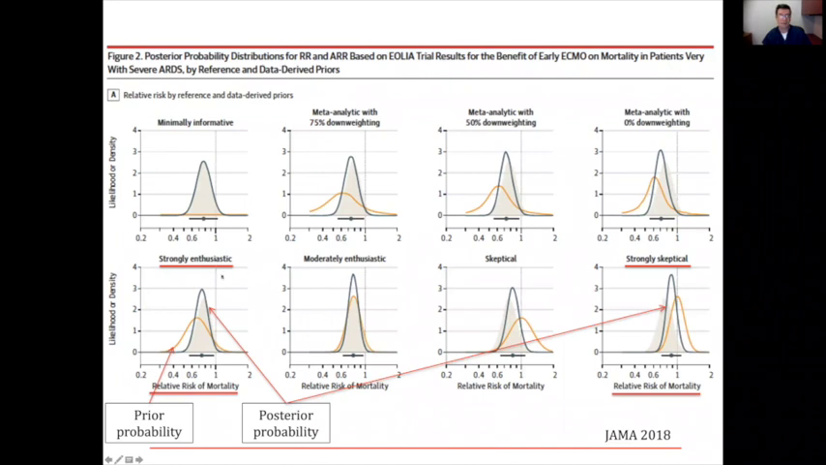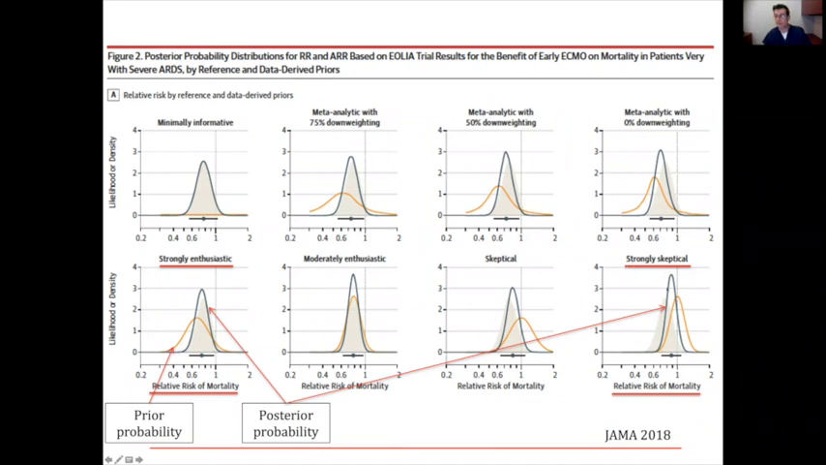And so if you were strongly enthusiastic beforehand, then the relative risk, the prior probability, this is a probability curve, one represents no difference. You thought it had a great deal of benefit. Once you put in the EOLIA information plus your priors, then you come out with a posterior probability, and the posterior probability still falls almost entirely to the left of one, meaning that there's benefit.